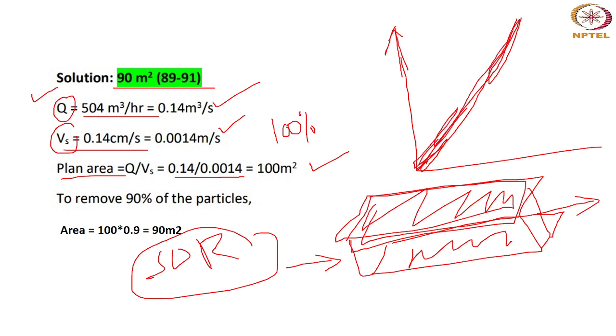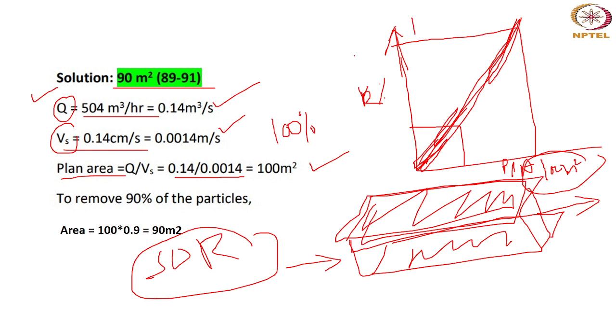These two parameters have a proportional relationship. The first one is the plan area, and this is my removal percentage. If the plan area is increasing, removal percentage is increasing. Suppose this is my 100 meters square, for this I am getting 100% removal. This is from 0 to 100.